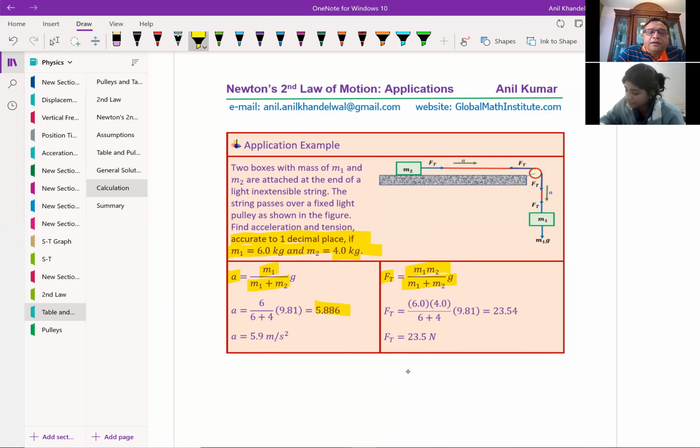So once you multiply, you get acceleration of 5.886. Now, what should be the significant figure for your answer?